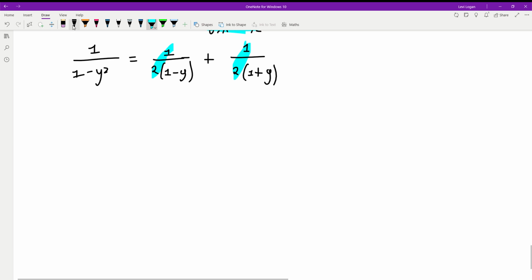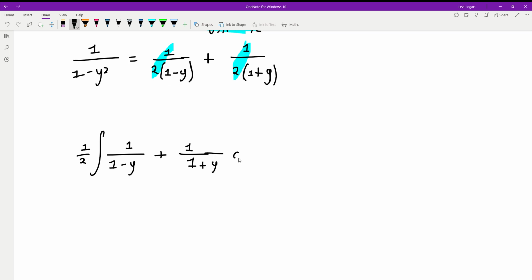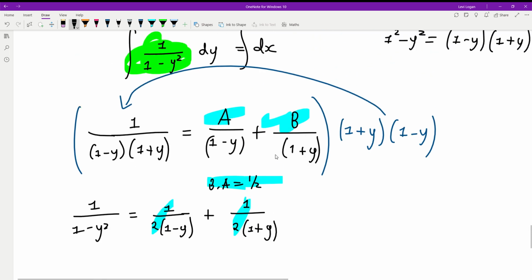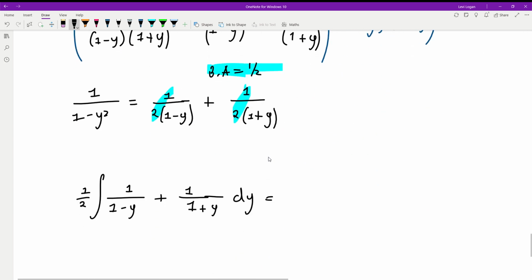So what we can do is substitute that in. We can factor out that half in total because they're the same number, so you get a half, factored out, of 1 on 1 minus y, plus 1 on 1 plus y, dy equals the integral of dx.